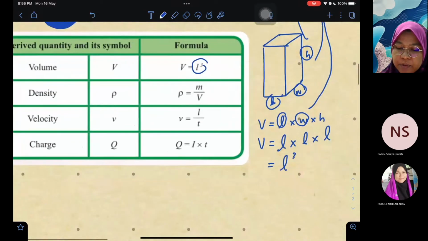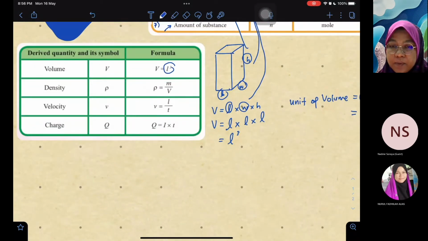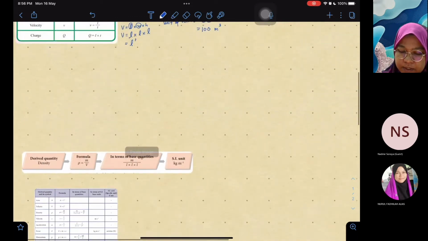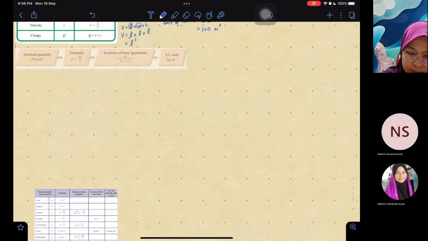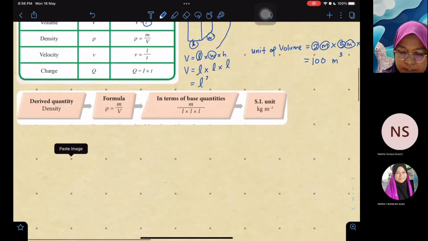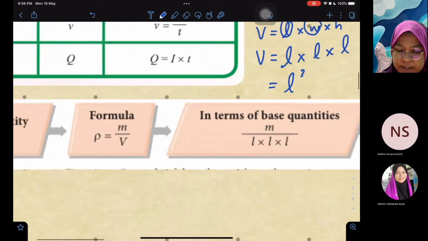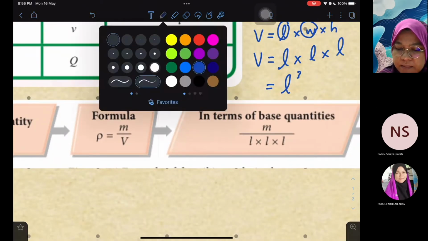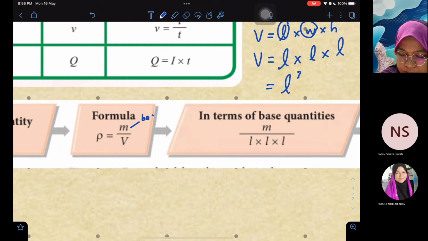Now, ni density. Ini pun dia antara dua lah, sama ada dia bagi dalam paper 1, you kena answer, ataupun dalam paper 2, you have to get this one. Macam ni lah contoh dia. Kita ada derived quantity, so it's density. So what is the formula for density? Density, the formula mass over volume. So what is mass? Mass is a base quantity. What about volume? Volume adalah derived quantity.